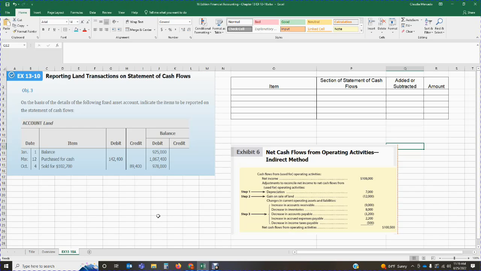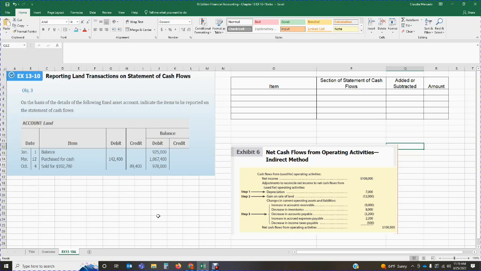So if we can see here, as of January the 1st, we have a beginning balance of $925,000 of land in our books. Remember, land is recorded at the cost. What we paid for the land is what we recorded the land for, okay? So the balance, that's something that we're not going to include because that already happened. That's just the balance of the account.